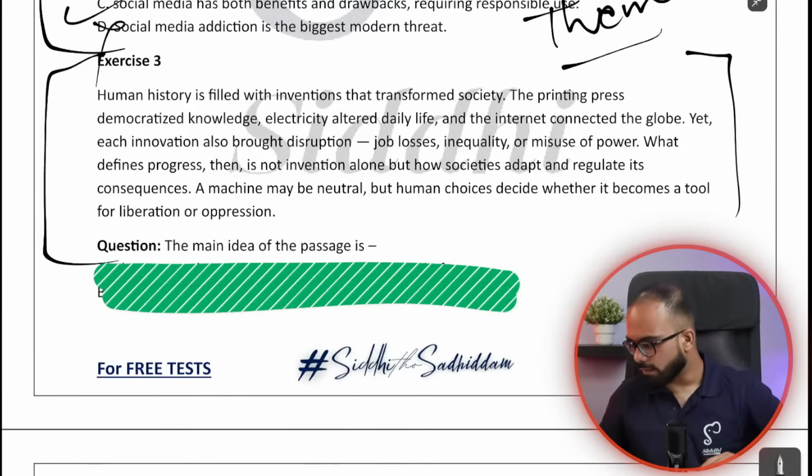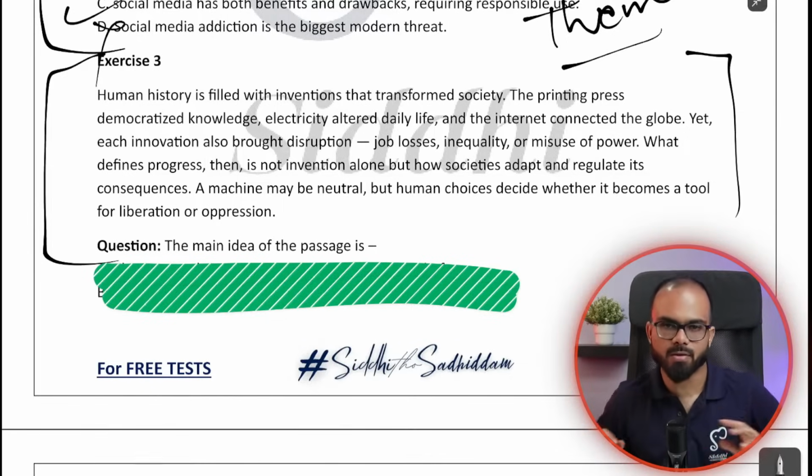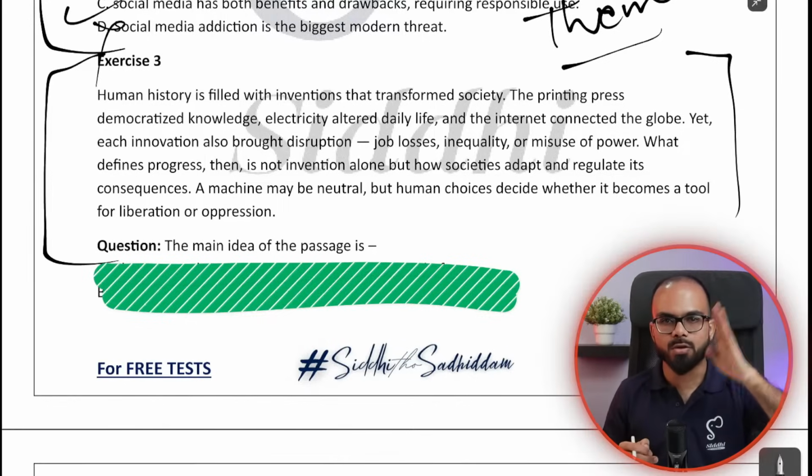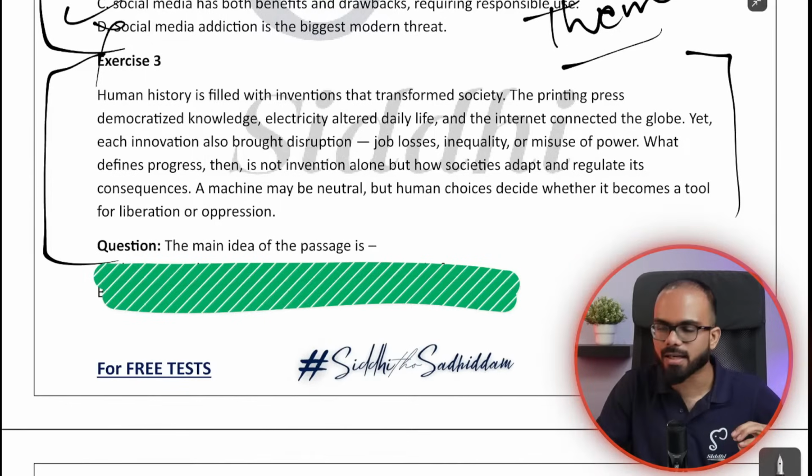Okay. Now, first thing, I will tell you how to read a particular passage. In the exam, you will have very lengthy RCs. You should not read the entire RC. I am reading this along with you. I did not read this before. It's really long.